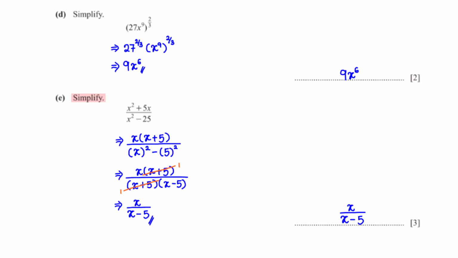Simplify (x squared plus 5x) over (x squared minus 25). For the numerator, when we factor out x, we are left with x plus 5. For the denominator, we have a difference of 2 squares, x squared minus 25, which can be rewritten as x squared minus 5 squared. When we apply the factorization for the difference of 2 squares, we have (x plus 5) times (x minus 5). x plus 5 cancels out, and so our final answer becomes x over (x minus 5).